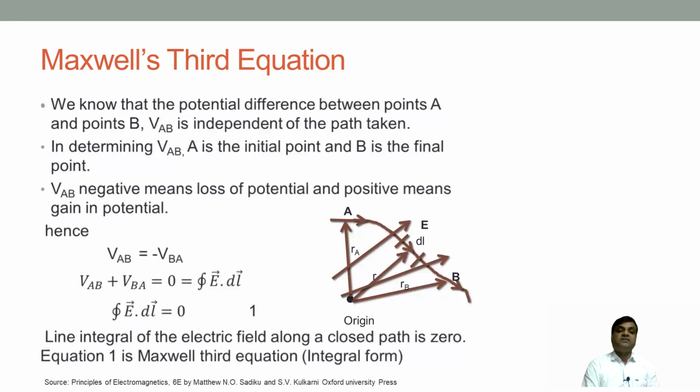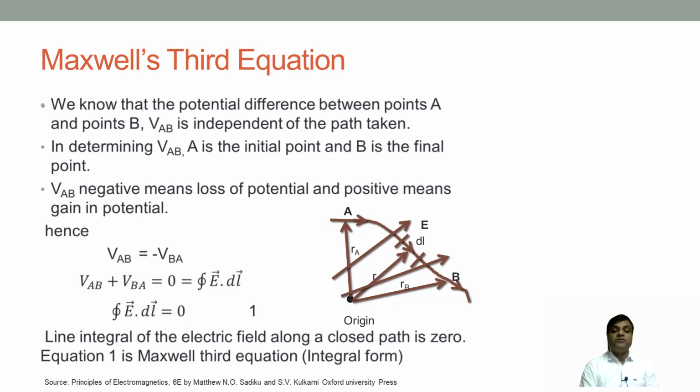Then we move to the Maxwell third equation. We know that the potential difference between points A and B, represented as VAB, is independent of the path taken. So in the case of a closed path, VAB and VBA just depend upon the direction.